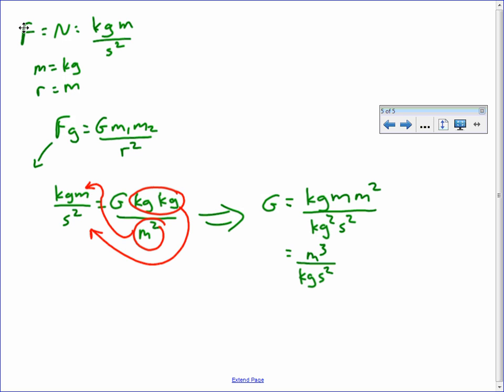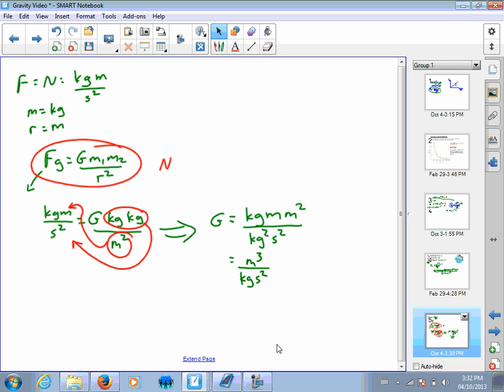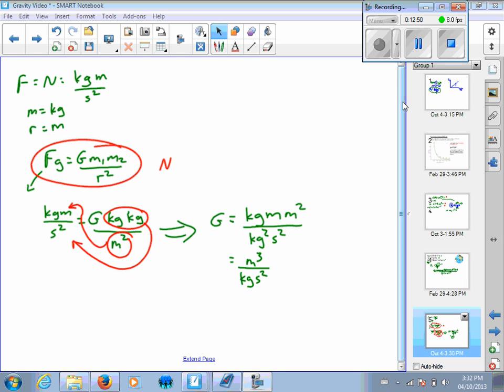Try that on your own. Make sure you can rearrange the units and see it. We don't have to know the units for G. We don't have to be 100% on that, as long as we understand that this equation right here will give us an answer in newtons, or kilogram meters per second squared. Okay, I'm going to pause that, stop that, and we'll do another video on ratios.